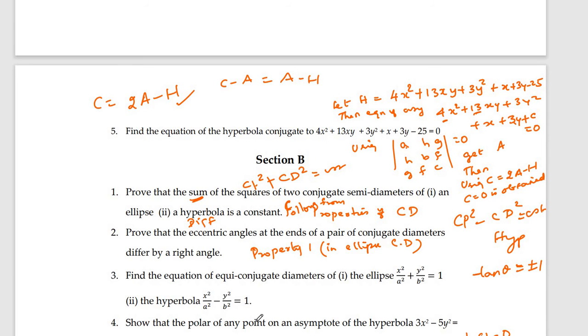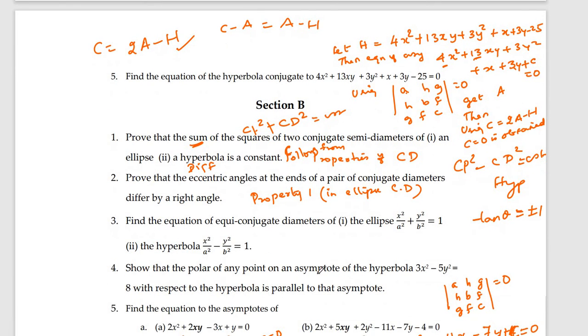And the next one is show that the polar of any point on an asymptote of the hyperbola with respect to the hyperbola is parallel to that asymptote. So for the general case, x square by a square minus y square by b square equal to 1, we have established it. So it is again the same concept that is to be used to prove this fourth one.